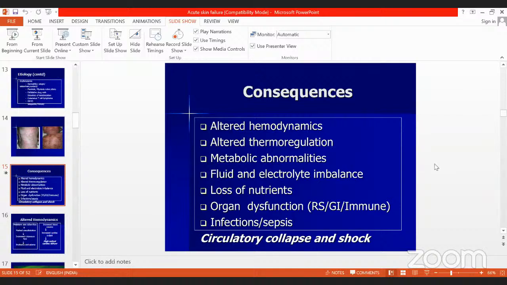Now, what happens? What happens when you have acute skin failure? These are the main things that suffer when you have acute skin failure. You have a state of altered hemodynamics.